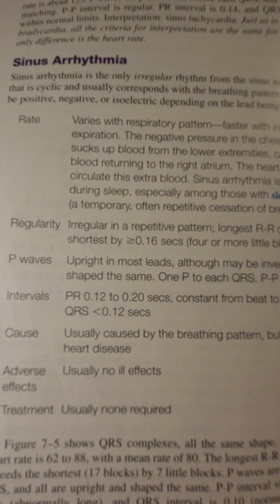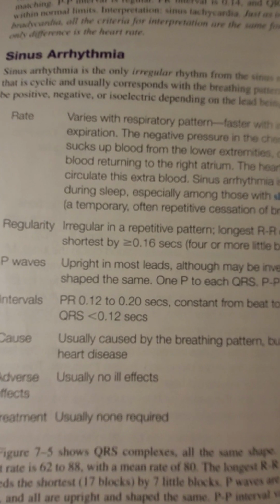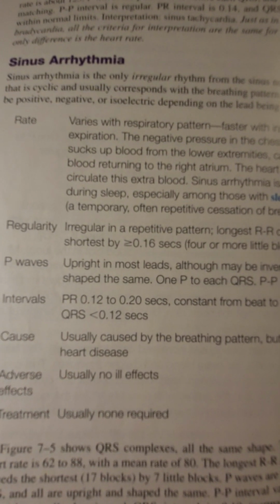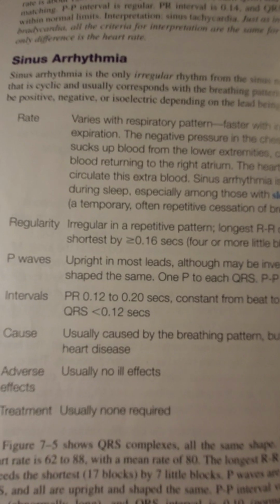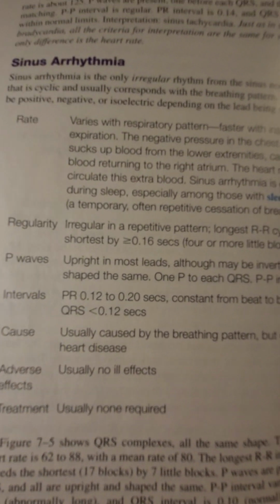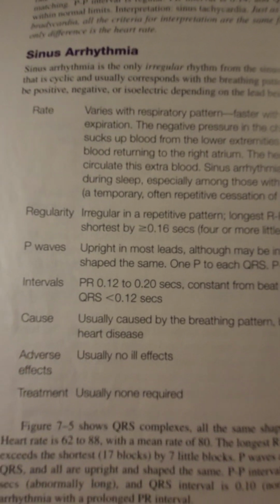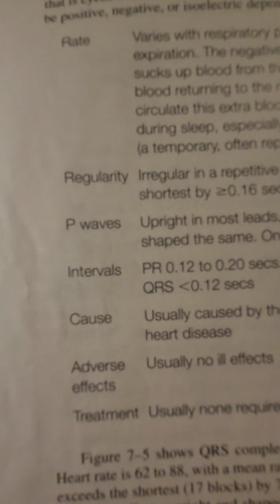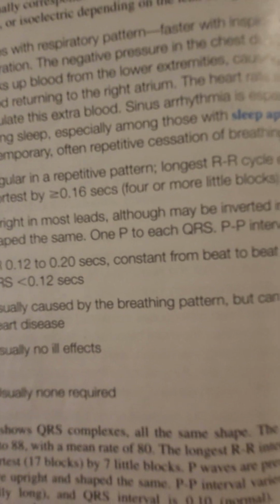inspiration, slower with expiration. The negative pressure in the chest during inspiration sucks up the blood from the lower extremities, causing an increase in blood returning to the right atrium. It's just telling you why it could be irregular. So like it says, regularity: irregular in a repetitive pattern.